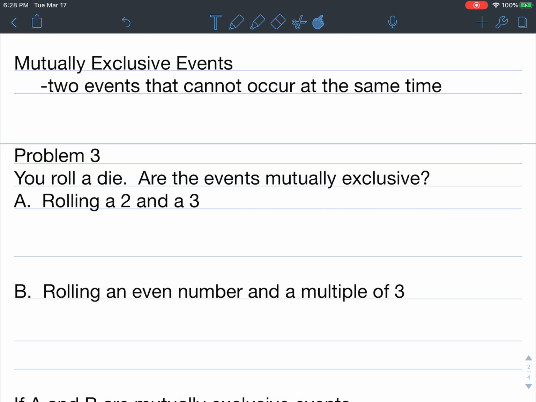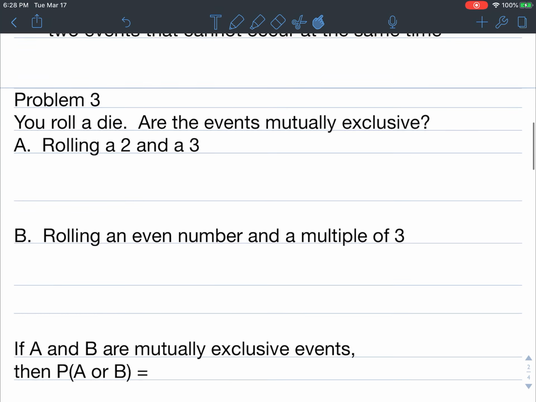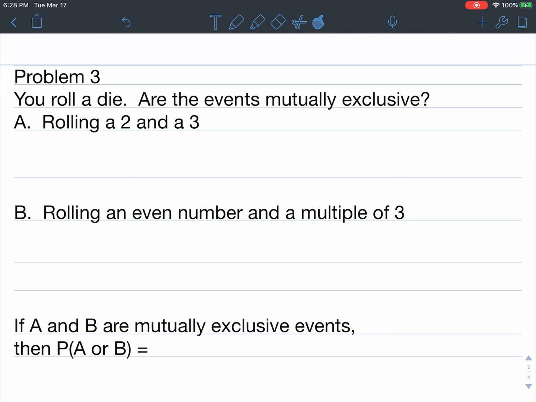However, let's say some of the drinks were in cans and some of them were in bottles, and some of them were regular and some of them were diet. Well, a can and a diet drink are not mutually exclusive because you could be a can and a diet drink at the same time. Okay, let's have some examples. You roll a die. Are the events that can happen mutually exclusive? Well, it depends on what the question of rolling the die is all about.